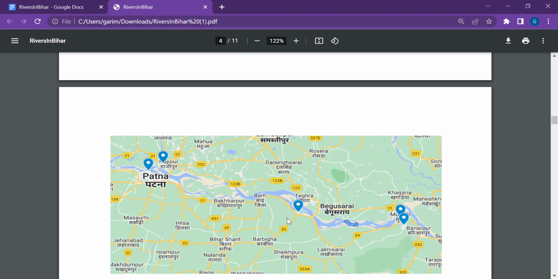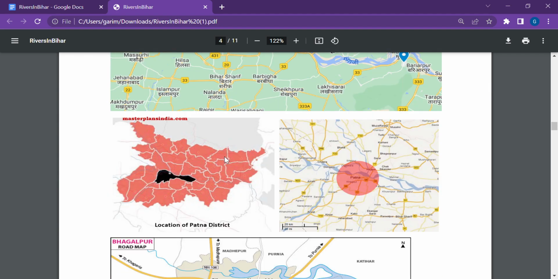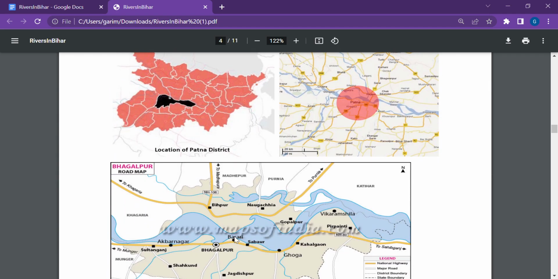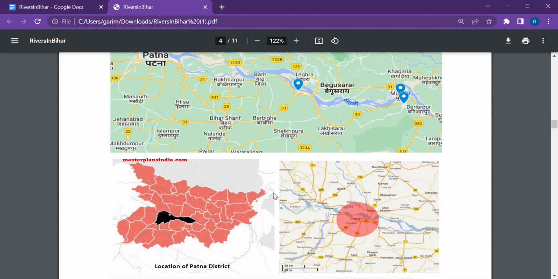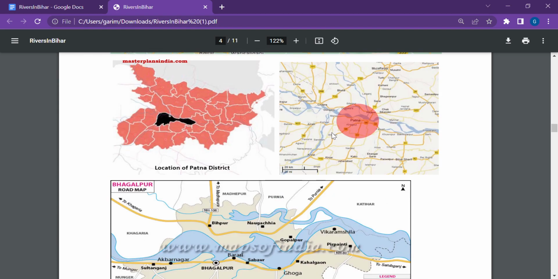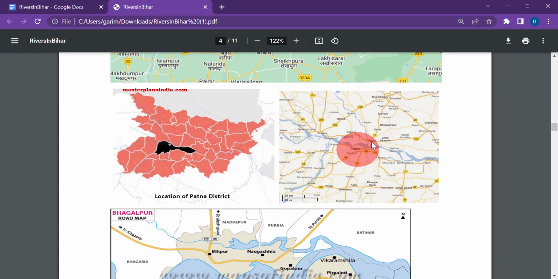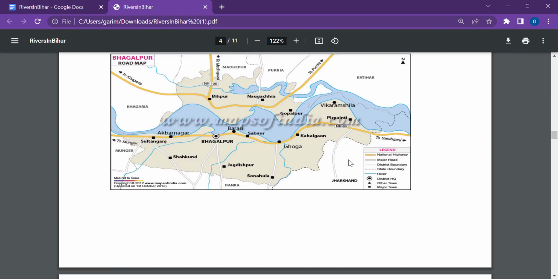Okay, so these two projects, Munger Jamalpur and Sonpur Digha, are near completion. As far as road bridges are concerned, we have two road bridges, Bhagalpur Naugachia. I think, yeah, this is Bhagalpur and this is Naugachia. So we have a bridge at this point. And the second one is Hajipur Patna. So if we see, this is Patna, and this is Hajipur. So we have a bridge here to enter or leave Patna.